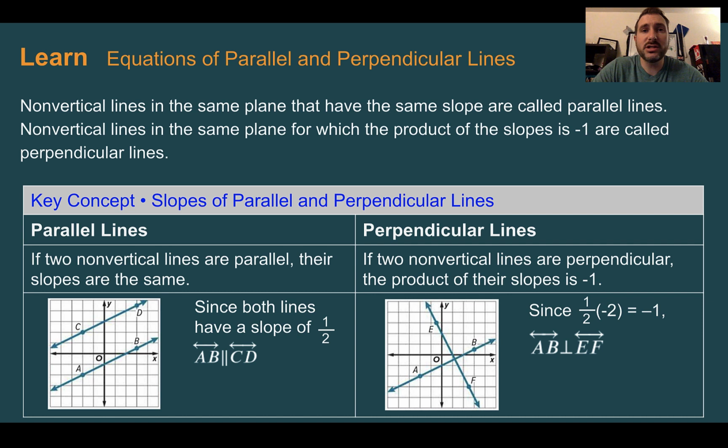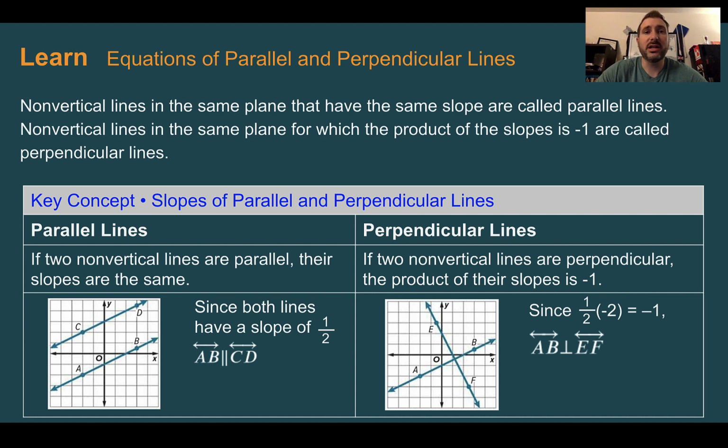Let's learn equations of parallel and perpendicular lines. Non-vertical lines in the same plane that have the same slope are called parallel lines. Non-vertical lines in the same plane, for which the product of the slopes is -1, are called perpendicular lines. And as we go through with perpendicular lines, we're also going to say that they intersect at a right angle, or a 90-degree angle. So our key concept here: the slopes of parallel and perpendicular lines.